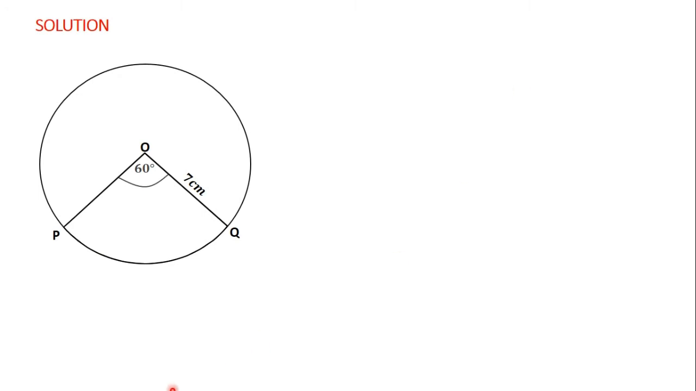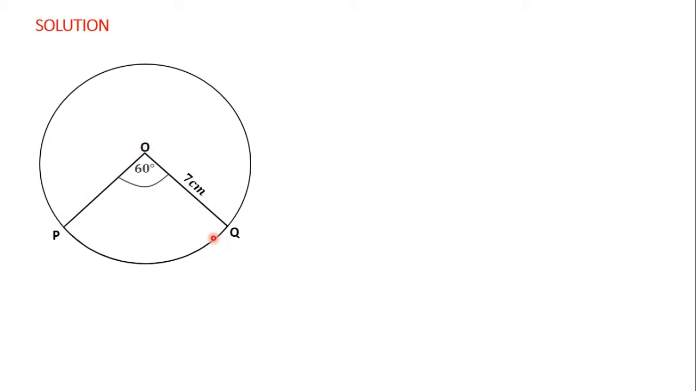So let's consider this one very carefully. Now, this is the circle with O as center. We have points P and Q on the circumference of the circle. OP is a radius and OQ is also a radius. The question told us that the radius of the circle is 7 centimeters and the angle of the sector is 60 degrees. That means that the angle between the radius OP and OQ is 60 degrees.